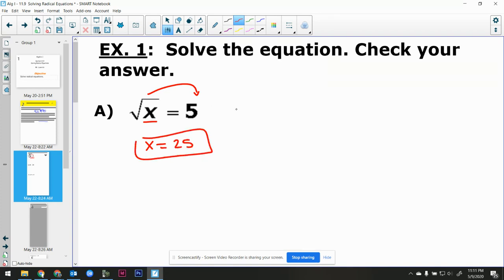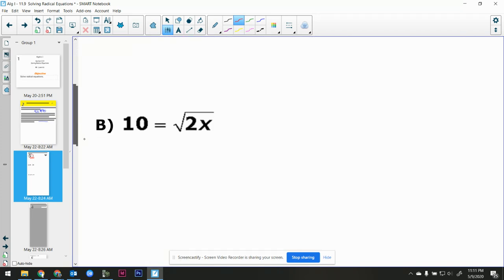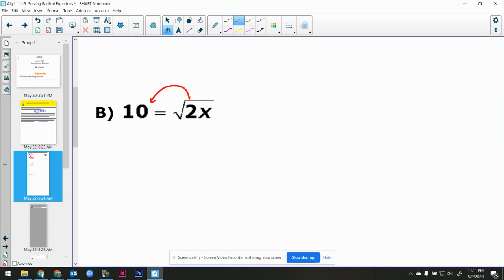Take a look here. Same thing. To get inside the radical sign, I have to break open this radical by squaring the opposite side. I've got to take 10 squared to get into that 2x. So that's 100. And then I divide by 2.